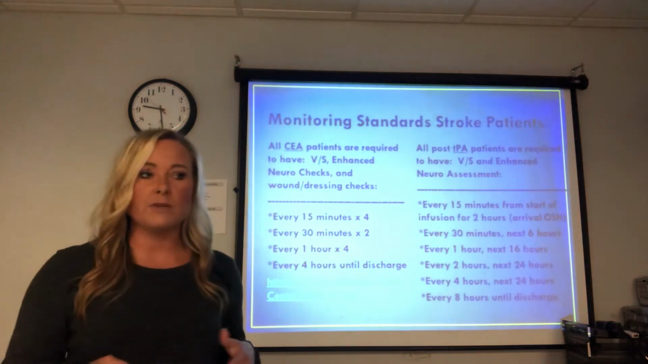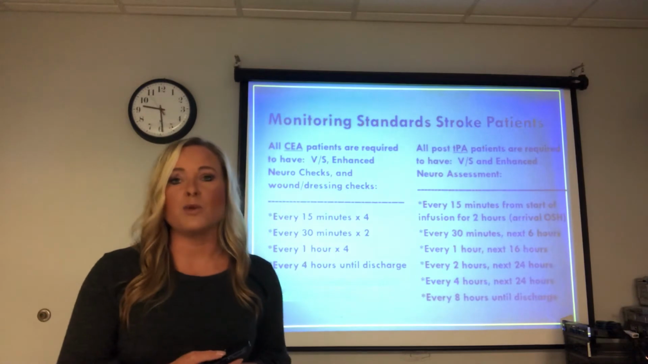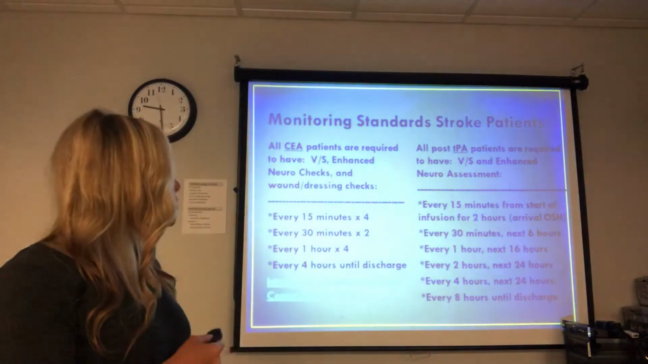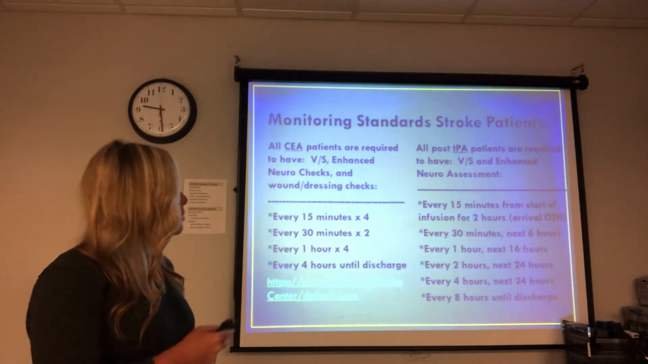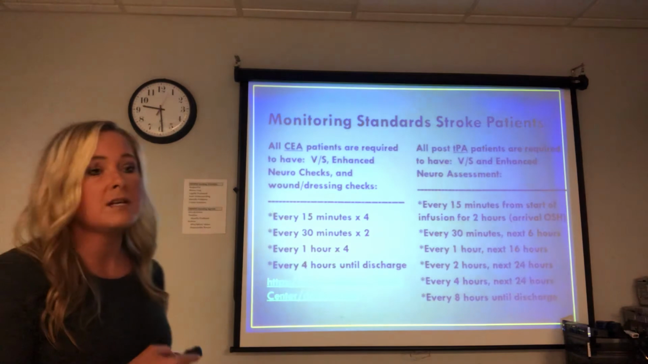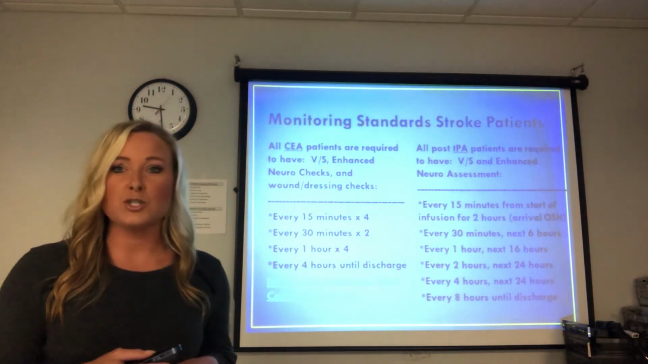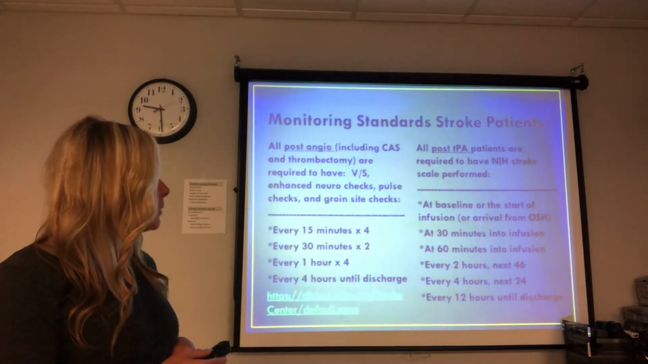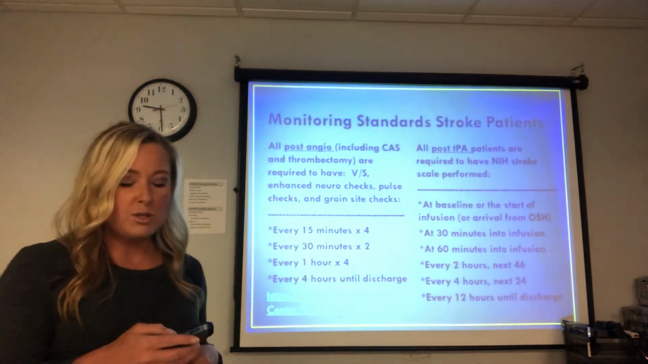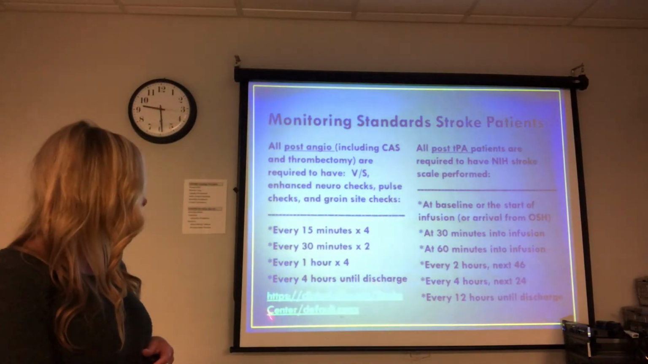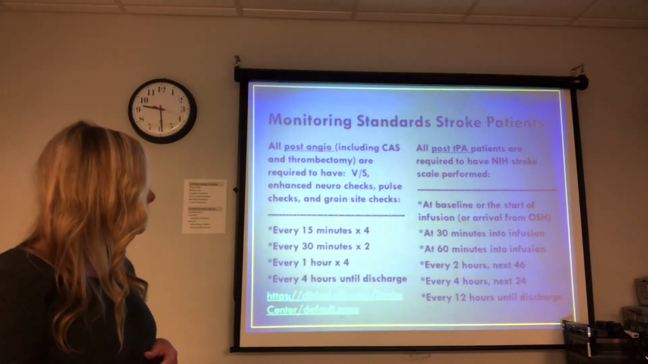These next two slides are very exciting. These are the monitoring standards for stroke patients as determined by this institution. You can see here there's carotid endarterectomy patients, TPA patients, and here are the vital signs, enhanced neuro checks, and wound and dressing checks that we discussed earlier that are going to show up on that new badge buddy that's coming out. So these two slides have a lot of information here on when the protocols for when those checks are supposed to occur. And if you're interested in checking those out, the site there is at the bottom of both slides.